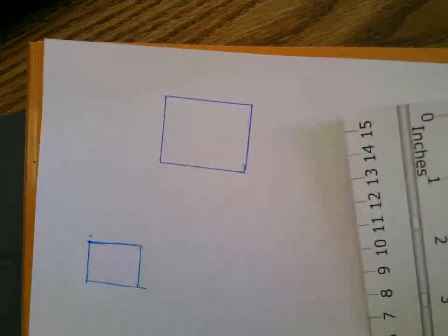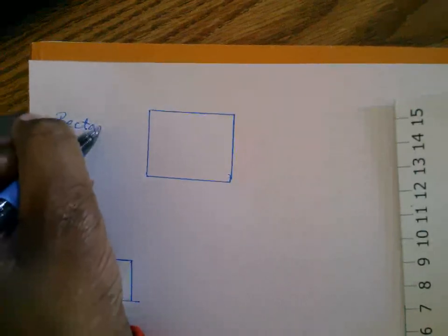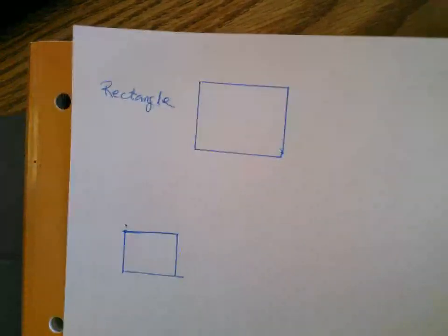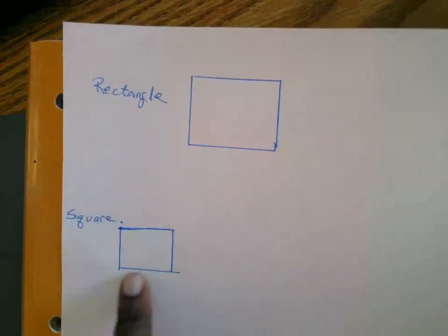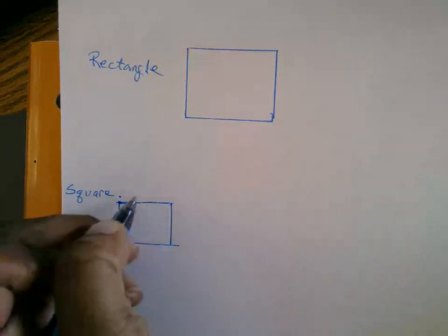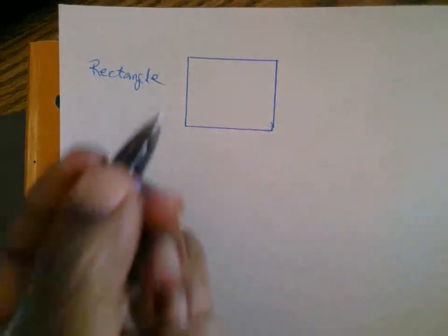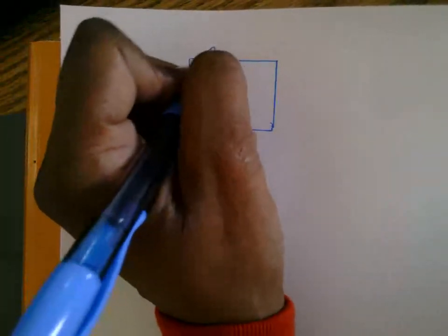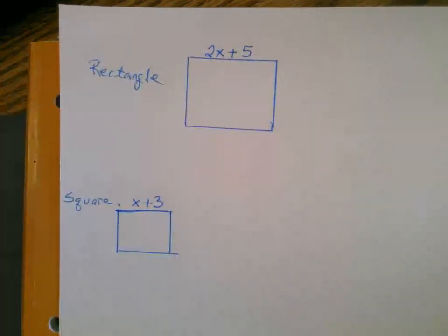Okay. So I'm going to say that this is a rectangle and this is a square. Let's do the square first. The square has side lengths that are x plus 3. And the rectangle has side lengths that are 2x plus 5. And we're going to write all of the equivalent expressions that we can for each one of those. We're going to start with the square first.